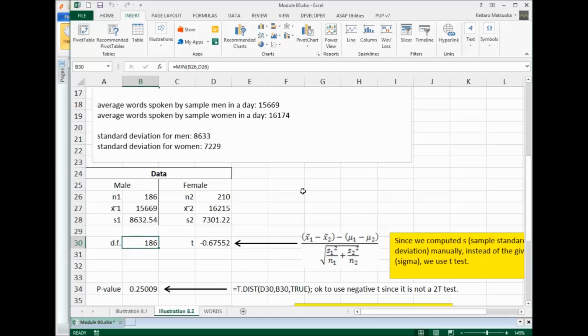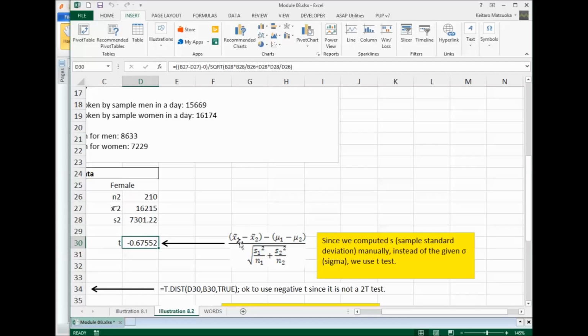The degrees of freedom is going to be the lesser of N1 and N2. Remember that the t distribution requires degrees of freedom. So the degrees of freedom for the t distribution, in this case, will be the smaller of these two numbers. So that's why it's 186 here. And here's the formula to calculate the t-test statistic. Again, we're using the t-test because the population standard deviation, which is sigma, was not given to us, and we manually calculate the sample standard deviation. So we're using the t-distribution test.